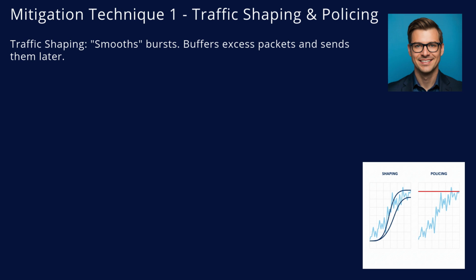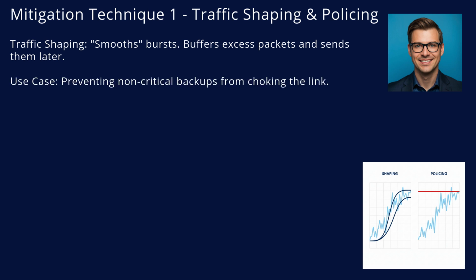Let's look at the specific tools. First, traffic shaping and policing. Traffic shaping is the gentle approach. It smooths out bursts of traffic. If a user tries to send too much data, the router holds it in a buffer and sends it a moment later. It delays, but doesn't destroy.